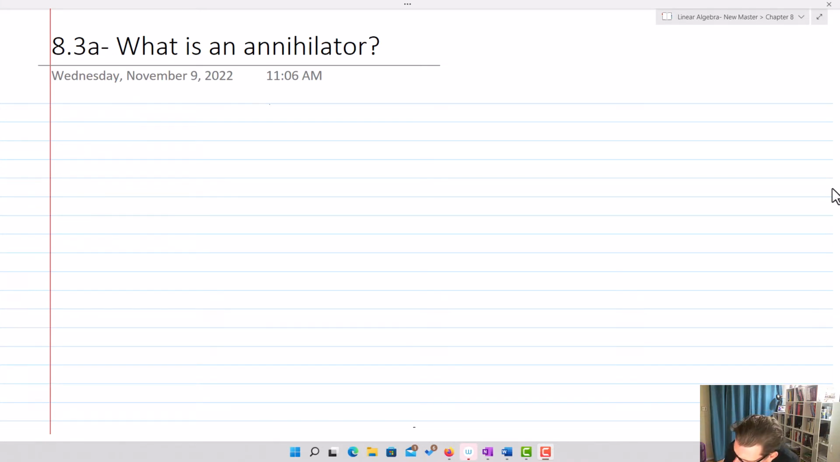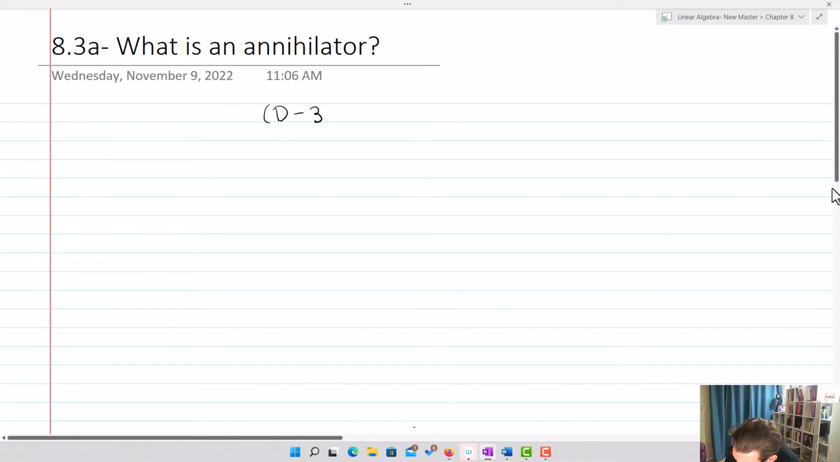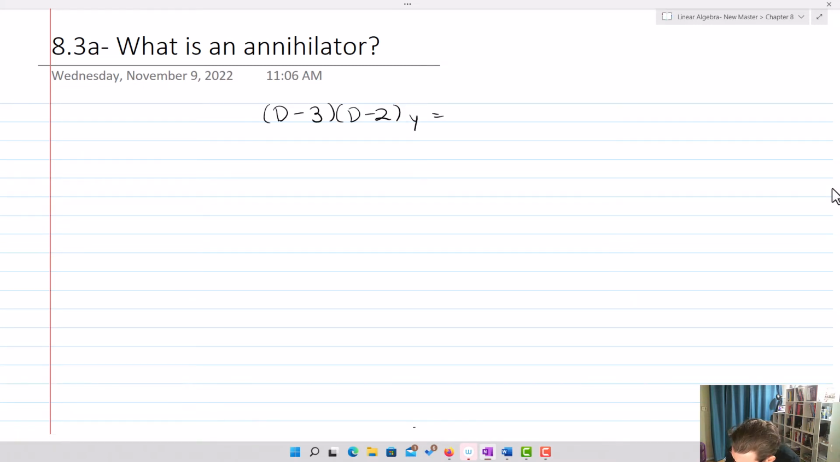Let's say, for example, we have a homogeneous differential equation, (D - 3)(D - 2)y = 0. And we've already seen in our work with homogeneous differential equations that our solutions are going to be y1 = c1 e^(3x), and y2 = c2 e^(2x). Okay? And so here's why this actually works.